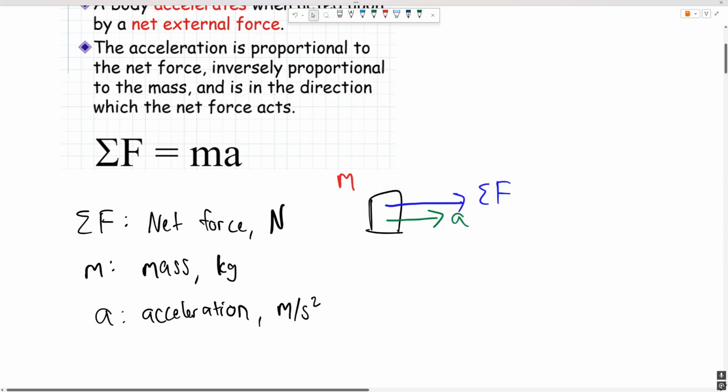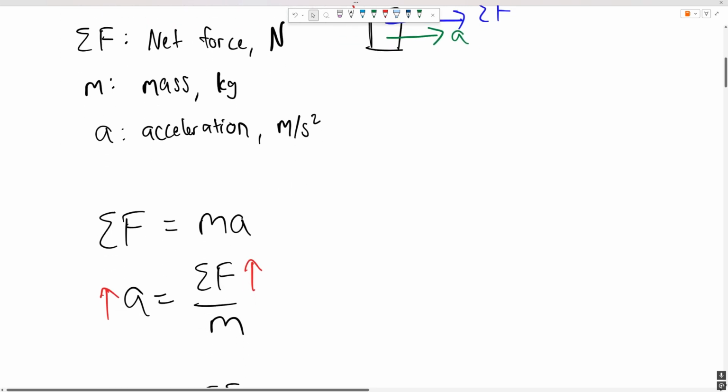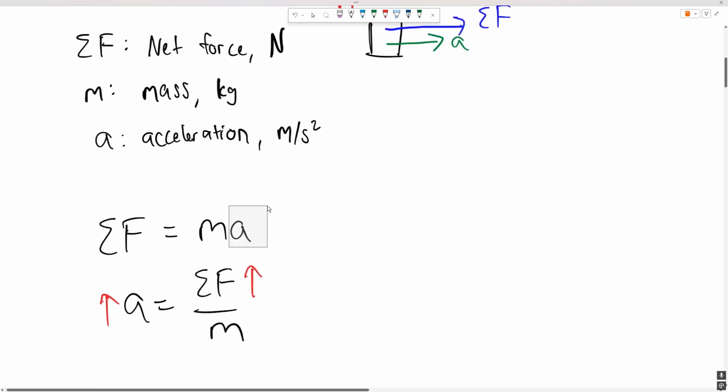Now, to understand this equation a little bit better, what's oftentimes more useful is to actually solve for a. So to solve for a, we would divide both sides by the mass. So the mass would just come on over here, in which case we get acceleration equals net force divided by mass.